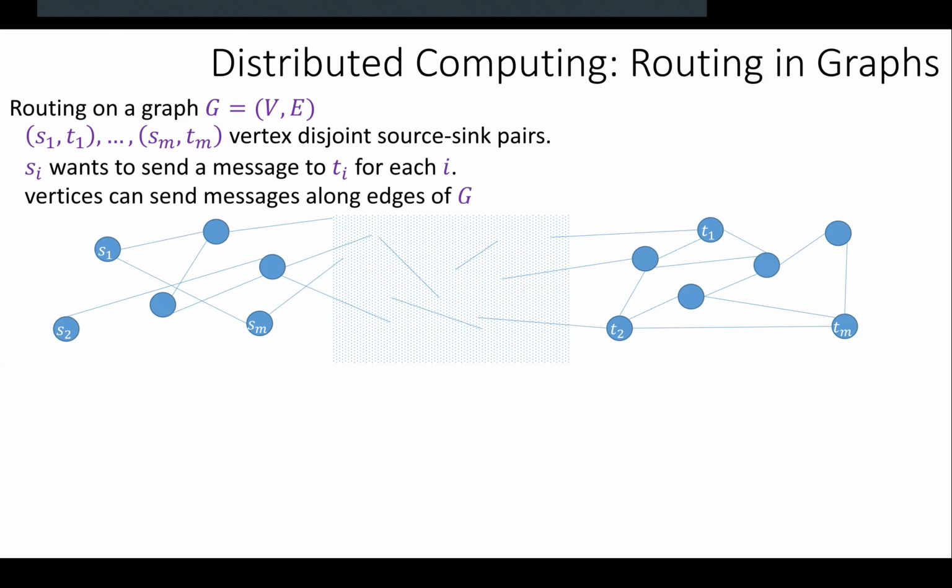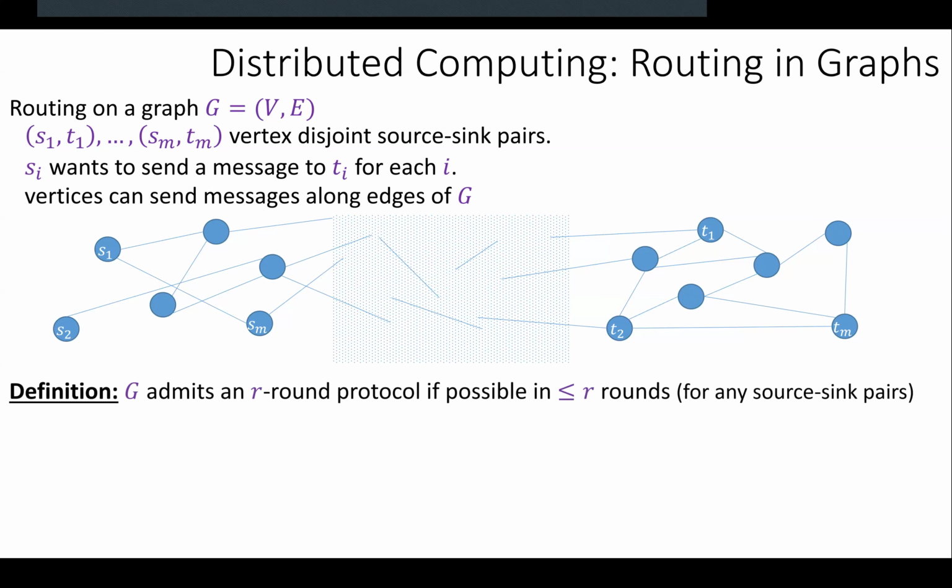And the point is that not every vertex can send a message to anybody they want. They are only allowed to send messages on the edges of the graph. In other words, in the first round, S1 can only send a message to its neighbors. Second round, the neighbors can propagate this message onwards, and so on. So this is the game. You want to route these messages, and you want to construct the graph G, which works well.